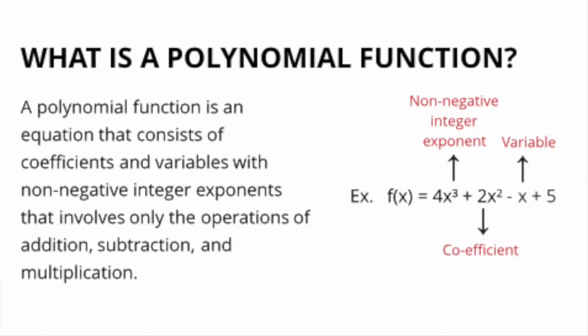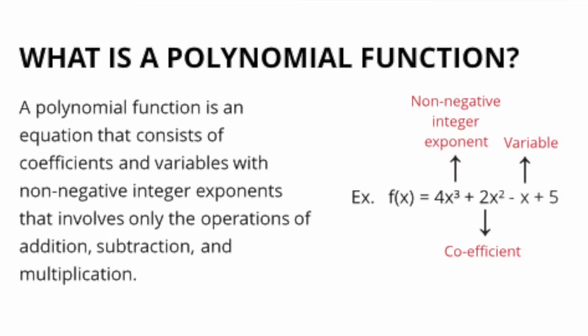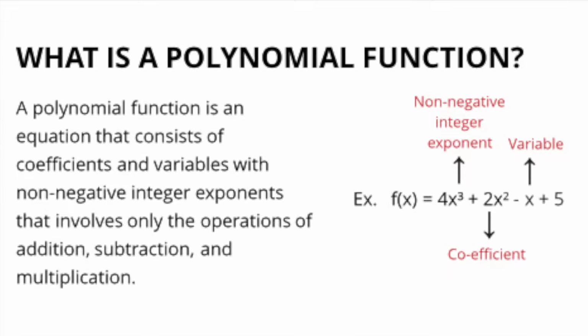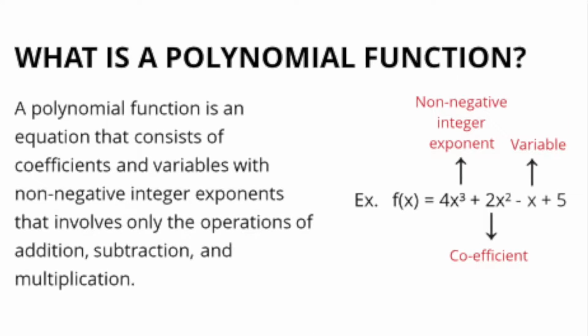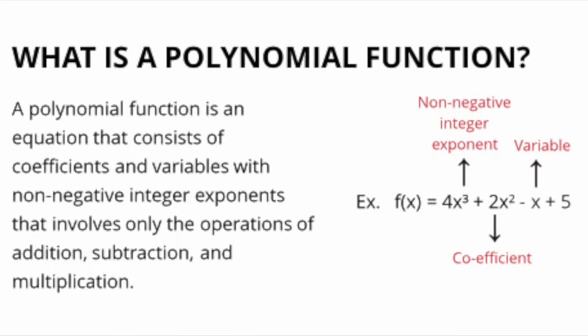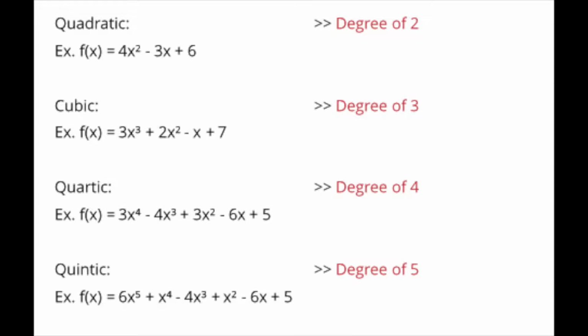A polynomial function is an equation that consists of coefficients and variables with non-negative integer exponents that involves only the operations of addition, subtraction, and multiplication. There are different types of polynomial functions, which depend on the degree of the function. To find the degree of a polynomial function, all you have to do is find the largest exponent.